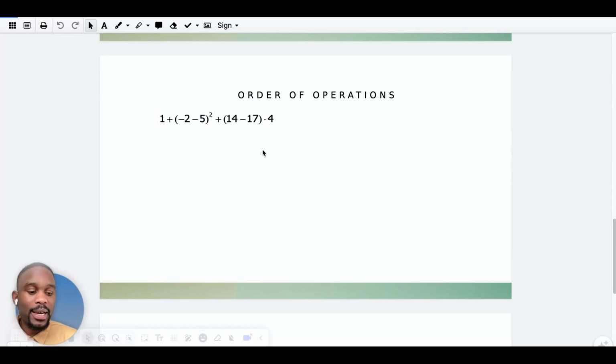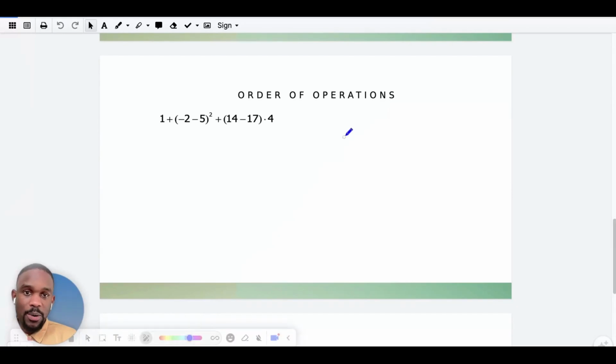Alright, so we're making our expressions even bigger and more interesting. So how do you deal with this expression? It's 1 plus, in parentheses, negative 2 minus 5 squared, plus, in parentheses, 14 minus 17, times 4. So remember, we're going to be using our PEMDAS.